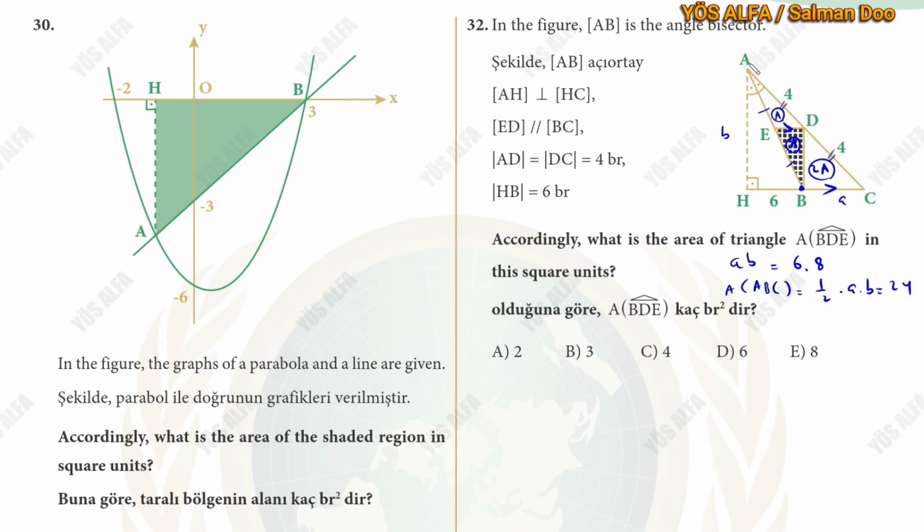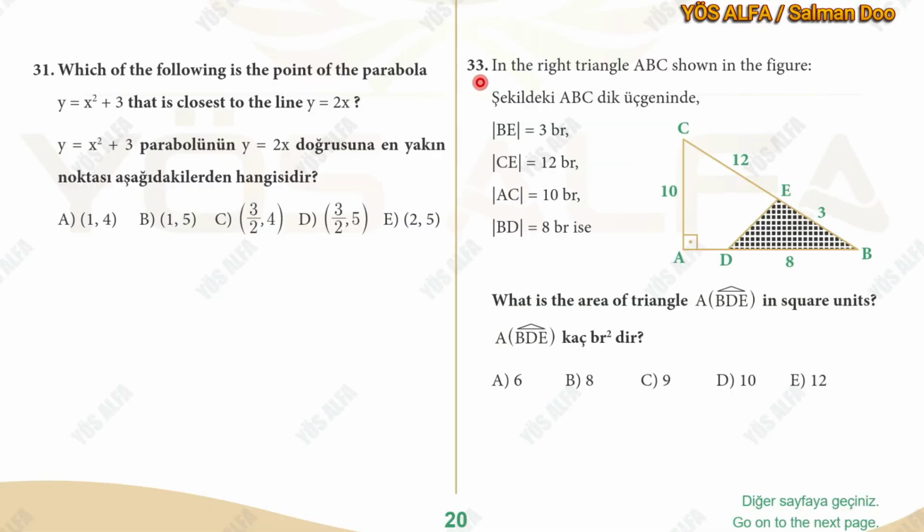So we should also have this triangle as 2A because AD and DC are the same. So now we have the triangle ABC in terms of A. So A plus 2A is 4A, which is equal to 24. From here we have A is equal to 6. And what we have been looking for is the triangle EBD, which is A. So the answer is D.